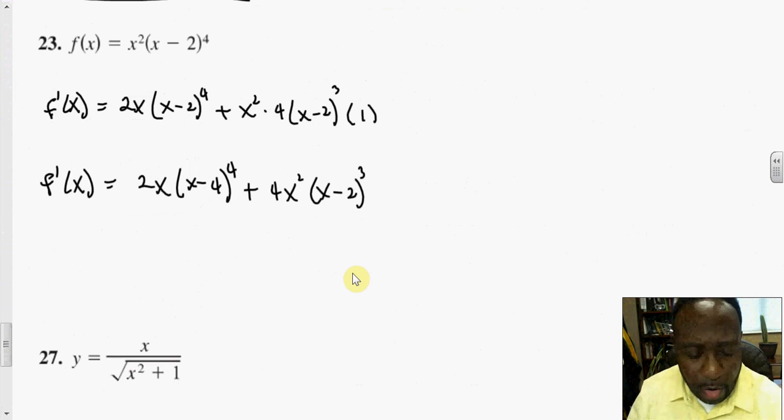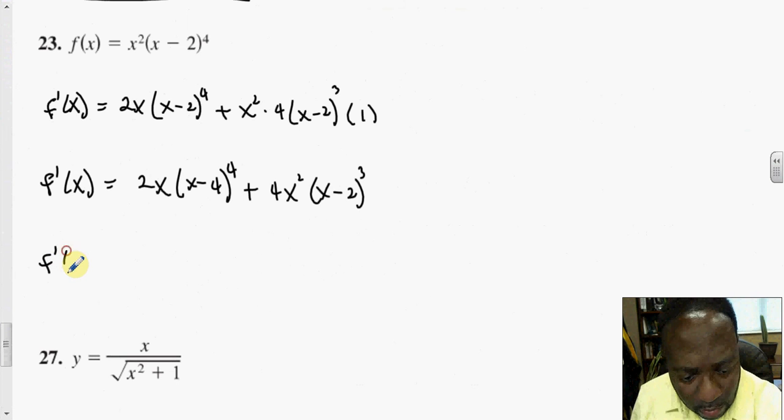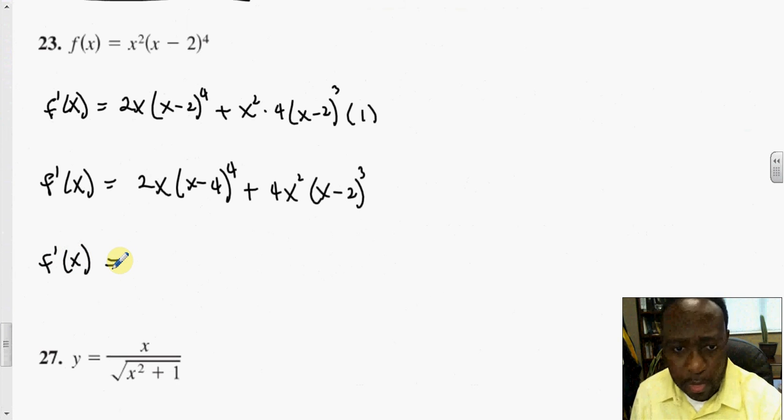I don't know how far they like you to go with the simplification. I just know that when I was in school, why is that a 4 there? It's supposed to be a 2. That wouldn't work out.